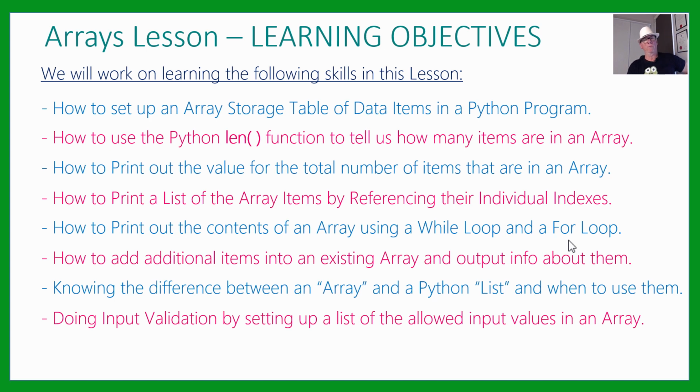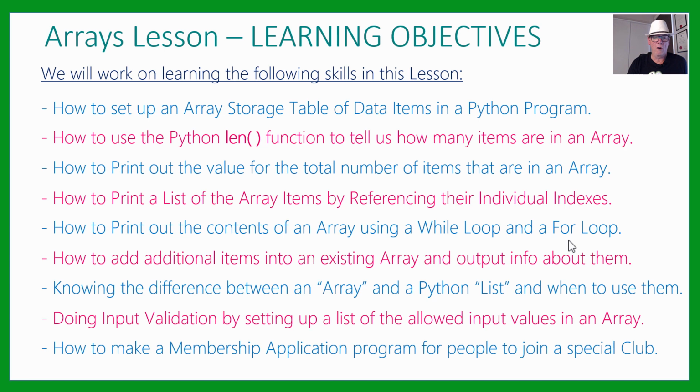Now, then we move on to sort of the part 3 of the lesson, which is going to be, we can do input validation. So we can put the allowed values of what something's allowed to be into an array, and then you can check what the users put in and see if it's one of those items in the array. If it is, you tick it off, yes, that's good data. And if it's not, you say, no, sorry, there's an error there. All right, and we're going to use that concept to make a membership application program for people to join a special club. And we'll make one for you for the Mikey Mike Club, and then you're going to make one for a Murphy Cocker Spaniel Dog Club.